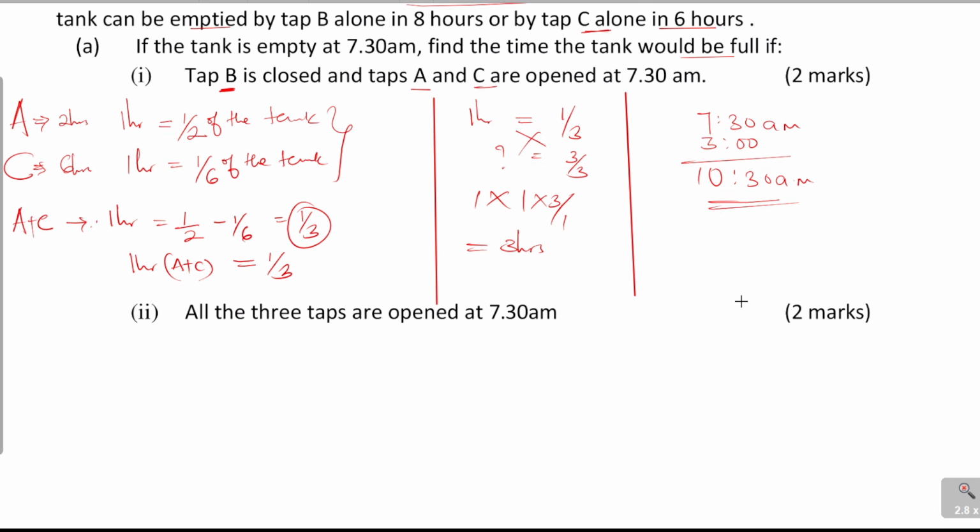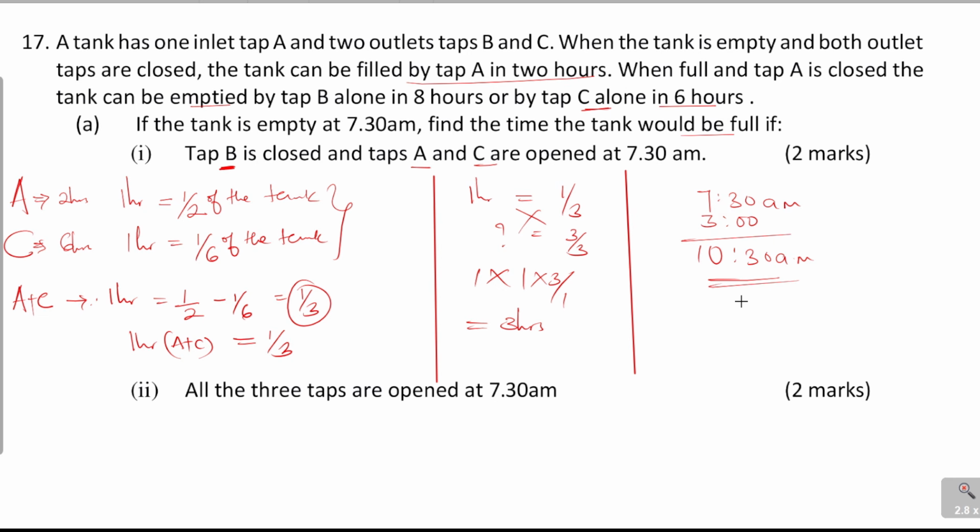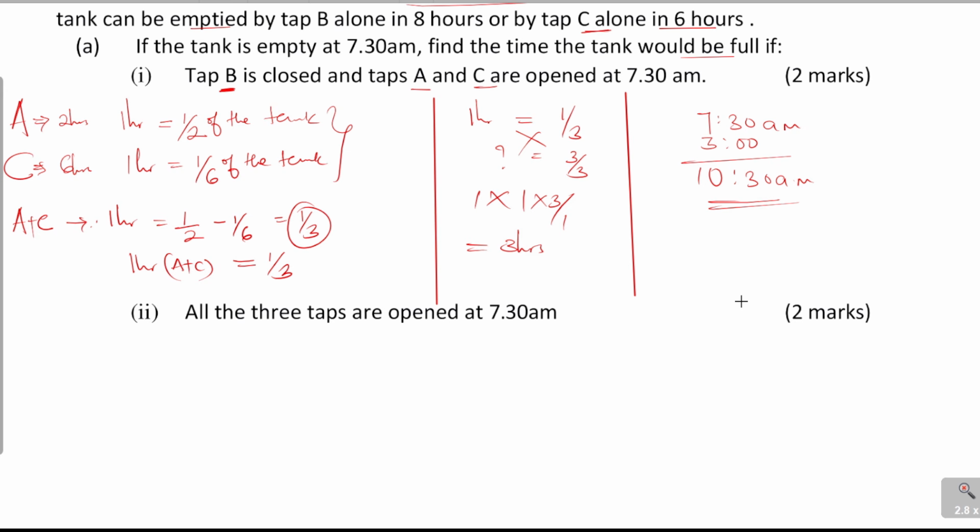We go to part 2, when all the 3 taps are opened at 7:30 a.m. Now you're supposed to find the time the tank would be full if all the 3 taps are opened. Now it is A, B, and C. So we need to have the fractions. The only fraction that we don't have is B. We have the fraction that can be filled by A as a half from the previous part, then by C it is a sixth.